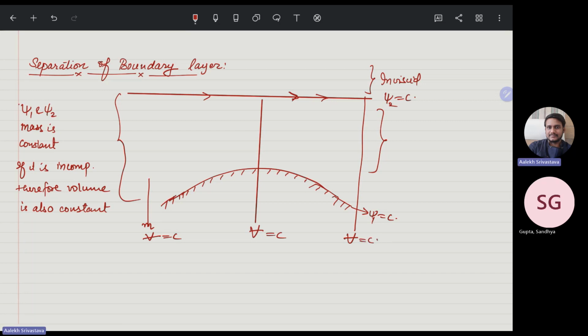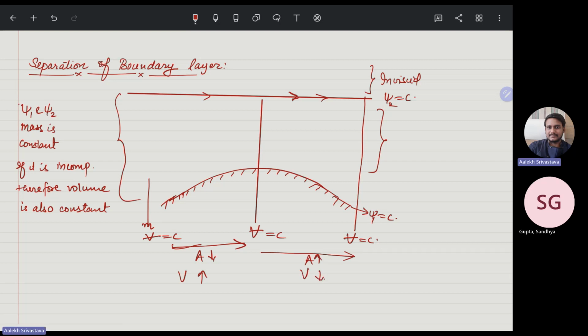Now here, in between the streamlines, the passage area of cross section is decreasing. So from here to here, area is decreasing, and since volume is held constant, the velocity will increase. So in this region, the velocity will increase. Now here, your area is increasing, therefore your velocity will decrease.